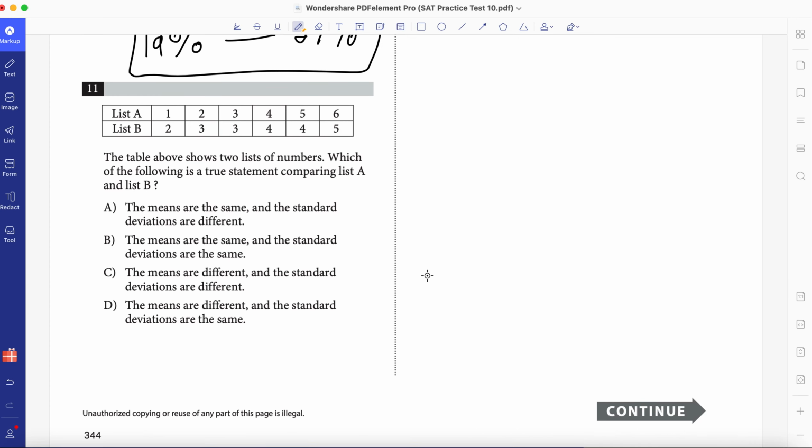So the means are the same. So the averages are the same. So the means are different? No, they are not. They're the same. So now we need to figure out, is the standard deviation the same or are they different?